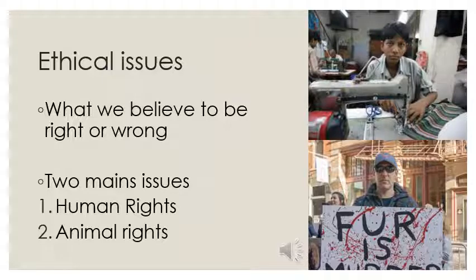Ethical issues is another thing we need to consider when we talk about textiles. Ethical means is something right or wrong. The two main issues that exist in the textile industry are to do with human rights and to do with animal rights. And we'll look at each of these in the following slides.